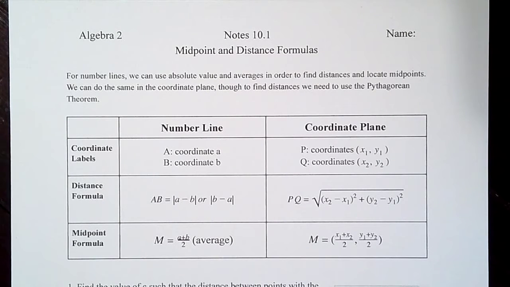We're going to be talking about midpoint and distance formulas. For number lines, we can use absolute value and averages in order to find distances and locate midpoints. Well, we can do the same thing in the coordinate plane, except in order to find distances, we need to use the Pythagorean theorem. So let's jump right into it.